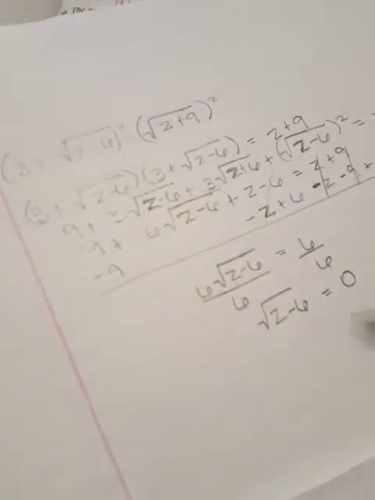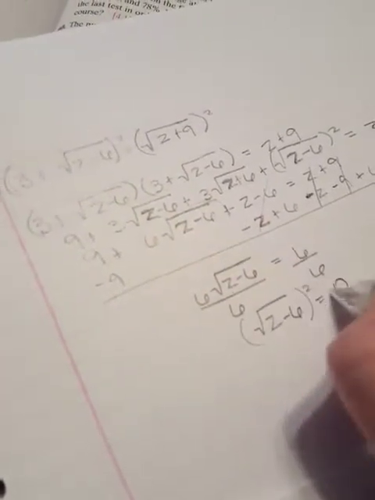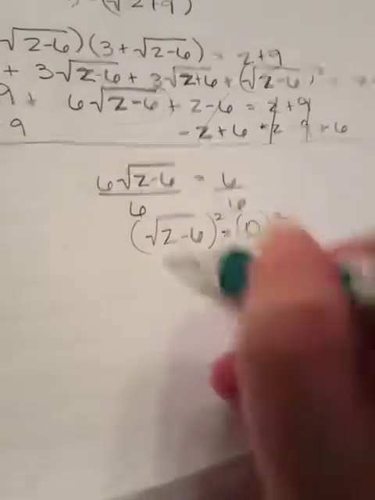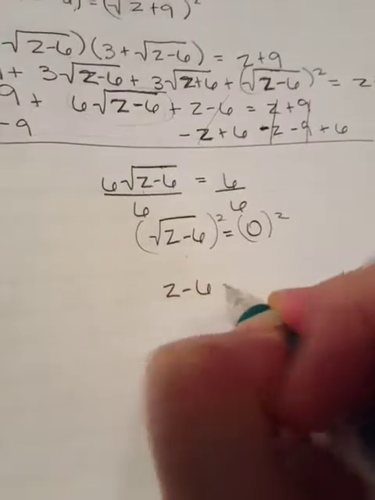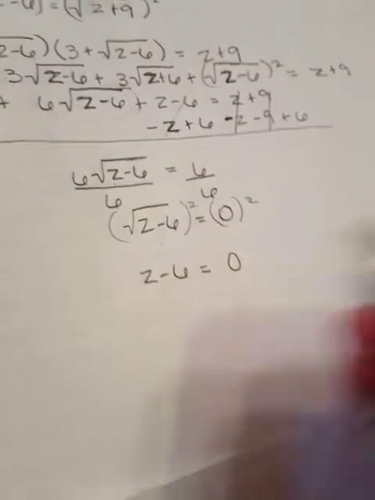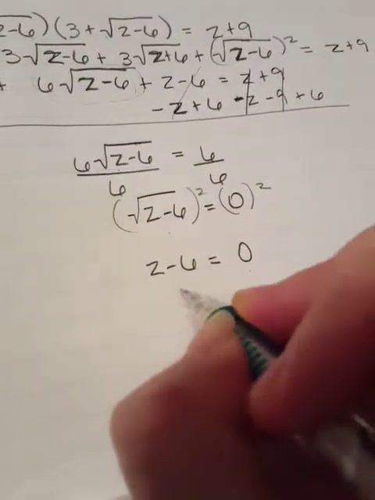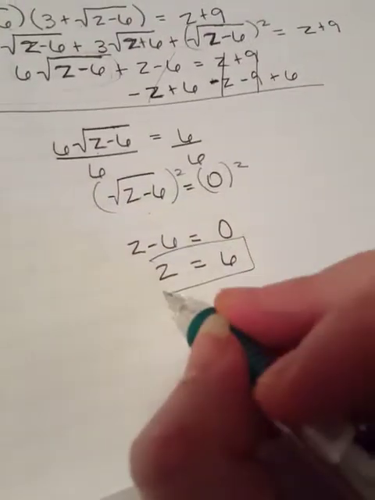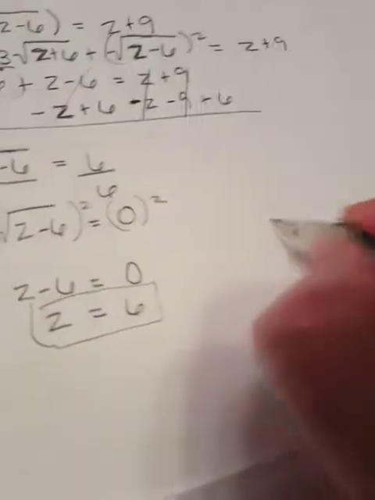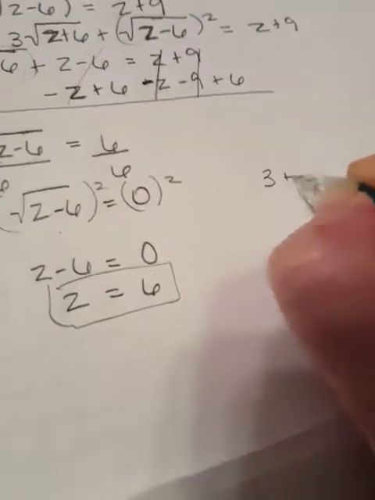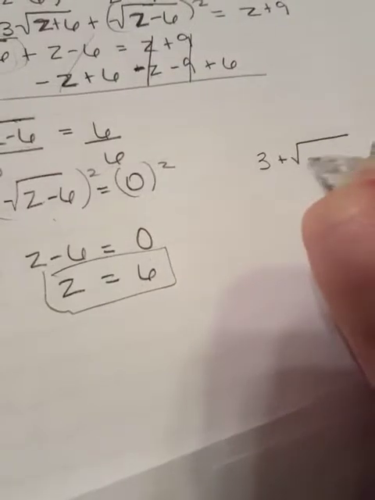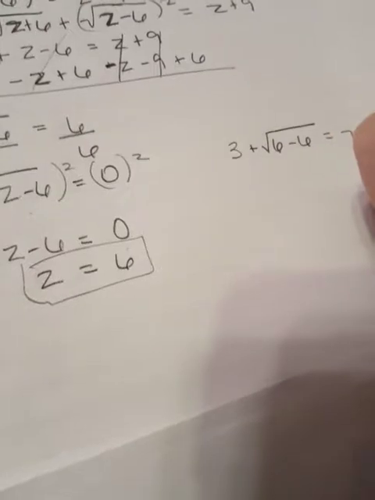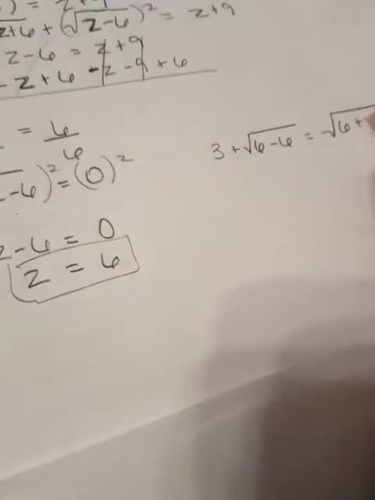Now we're going to square both sides. Okay, so we'll have z minus 6 equals 0. Add 6 to both sides, z equals 6. So let's see if this works. 3 plus the square root of 6 minus 6 equals the square root of 6 plus 9.